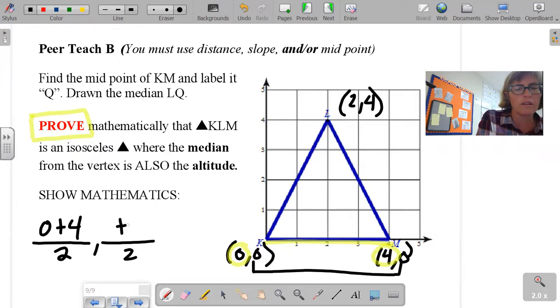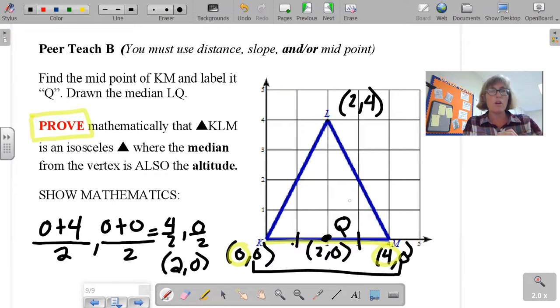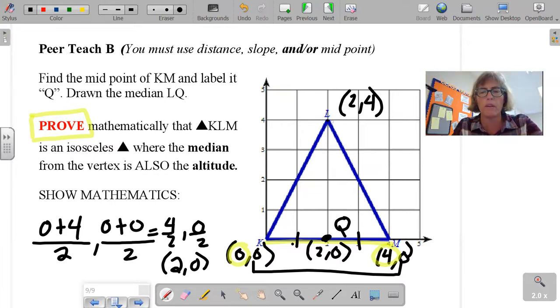Notice I'm physically touching everything. That's going to be 4 over 2, of course, and 0 over 2. So your midpoint is going to be 2, 0, which is exactly what we expected. But now we have proven it mathematically. So that is a midpoint. We're going to draw in, because it's a midpoint, we're going to draw in the median. LQ. LQ now qualifies as a median.